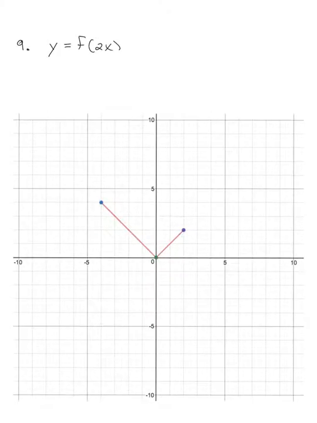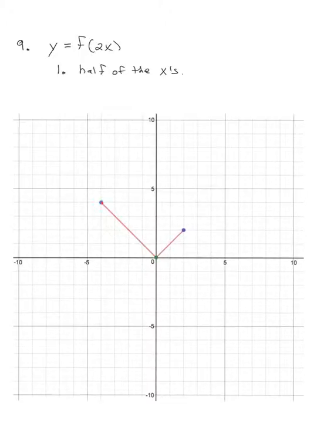So for question 9, we're looking at y equals f of 2x. So here we're only changing the x value. And I see multiplication by 2, but actually what we're going to do is divide every single x value by 2. Or said another way, there's only one step happening in this equation. I'm going to take half of the x's.